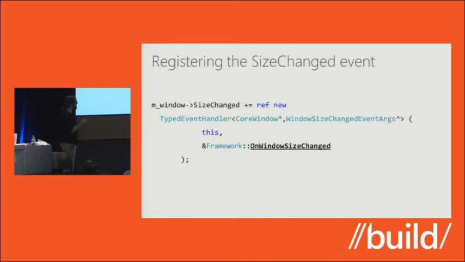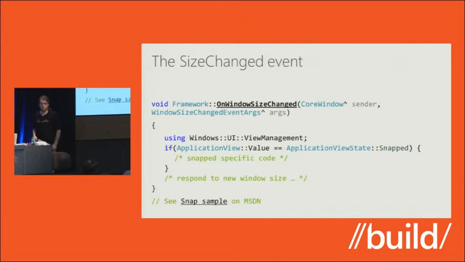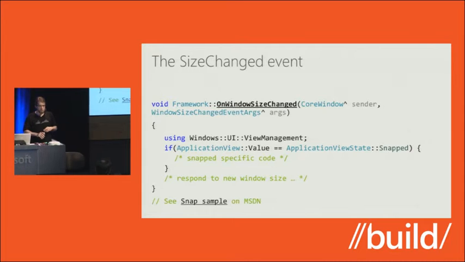So, how do you implement on window size change? Well, let me tell you. This is an example of how you would implement it. You have those templated arguments I showed you from before. The first parameter is a core window, and the second parameter is the window size changed event args. An example is that the user has snapped your application, or the user has gone from snap to filled with your application. This is where you can do the snap specific checking, and here I show you how that's done.